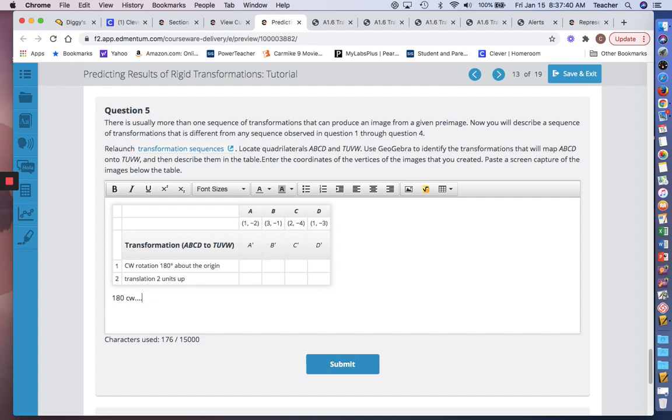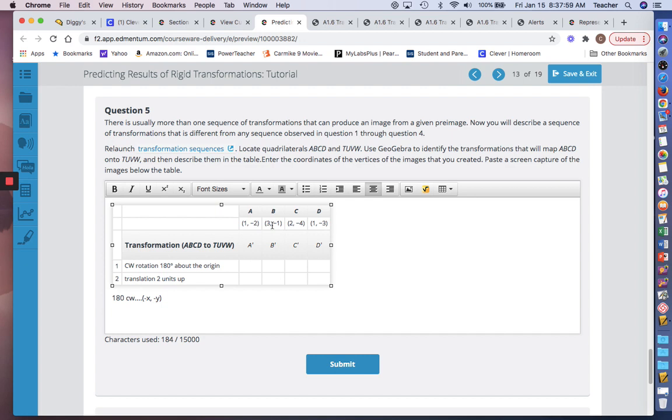Well, a 180 counterclockwise and a 180 clockwise are really just the same thing. The cheat code is you change the sign of X. You also change the sign of Y. So there's our first cheat code. We're going to take our original figure and change the signs of both of the numbers.